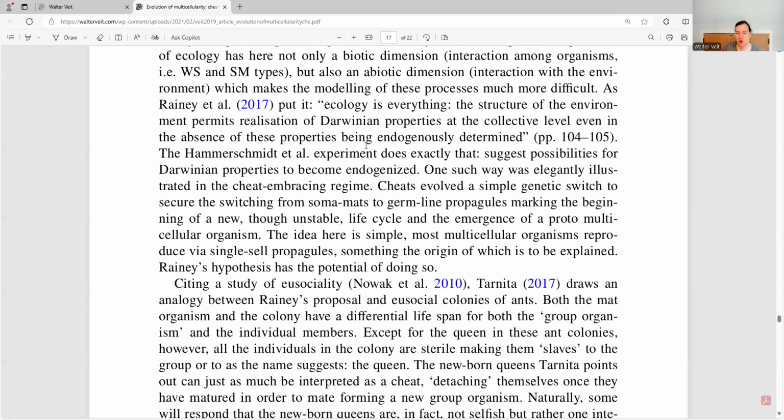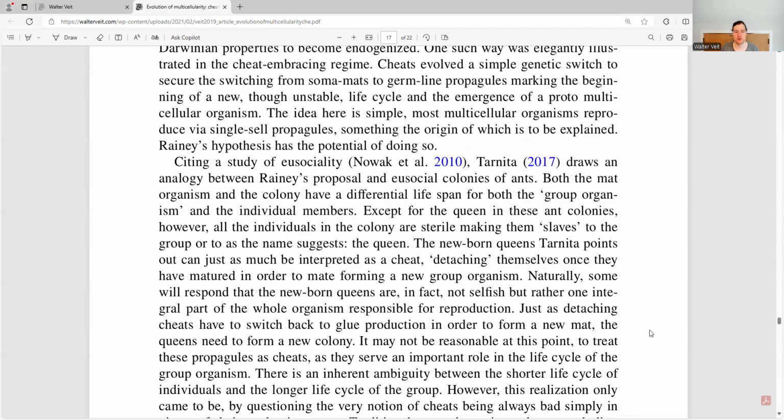The Hammerschmidt et al. experiment does exactly that, suggesting possibilities for Darwinian properties to become endogenized. One such way was elegantly illustrated in the cheat embracing regime. Cheats evolved a simple genetic switch to secure the switching from somatic cells to germline propagules, marking the beginning of a new, though unstable, life cycle and the emergence of a proto-multicellular organism. The idea here is simple. Most multicellular organisms reproduce via single-cell propagules, something the origin of which is to be explained, and Rainey's hypothesis has the potential of doing so.